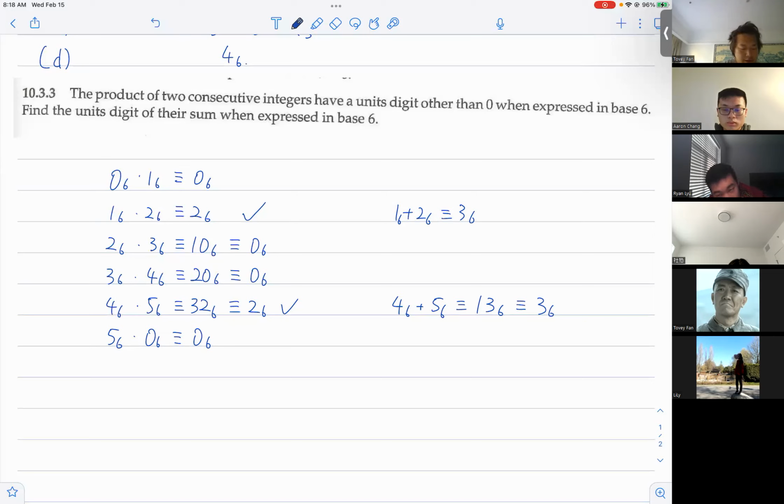So no matter which case you have, the sum of their unit digit is always going to be 3. So that means 3 is the answer here. Okay, Aaron, make sense? Yeah. So Aaron, if you only found out one case, that's fine. Okay, but for this case, you have to read the question and answer the question. The question is looking for the sum of their unit digit.